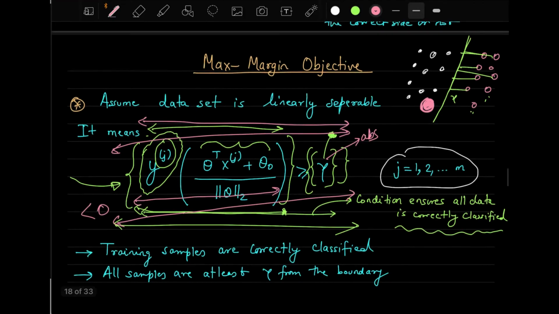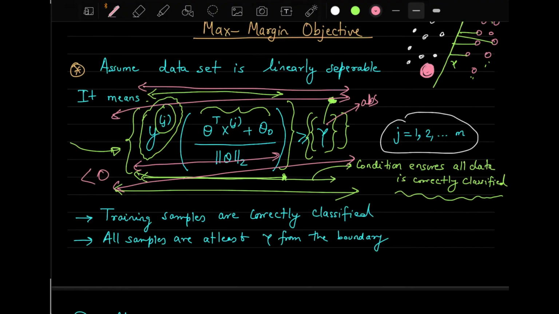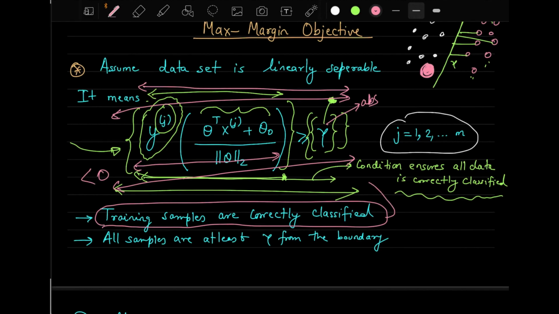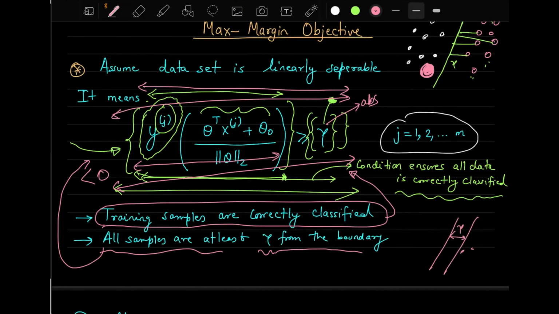Yes, I understood. So what we are saying is that all the training samples are correctly classified if we impose this condition. And the second thing is that all the samples are at least gamma from the boundary. So if correct classification is happening and it's all greater than gamma, that means there is a boundary of gamma after which these samples start, because the signed distance is greater than this gamma. This is the thing which is stated here.